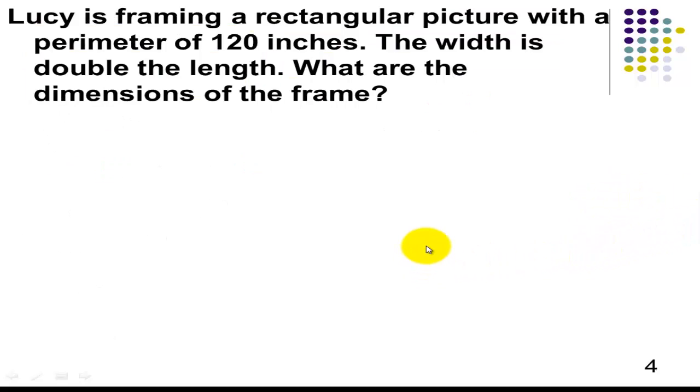Next question. Lucy is framing a rectangular picture with a perimeter of 120 inches. The width is double the length. What are the dimensions of the frame? So again, let's try to highlight what is given in this problem. We have the width is double the length. So how are we going to write this as a mathematical expression? W equals double the length, so that's 2 times L.